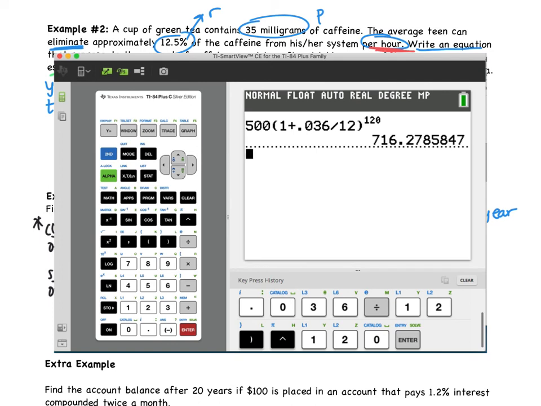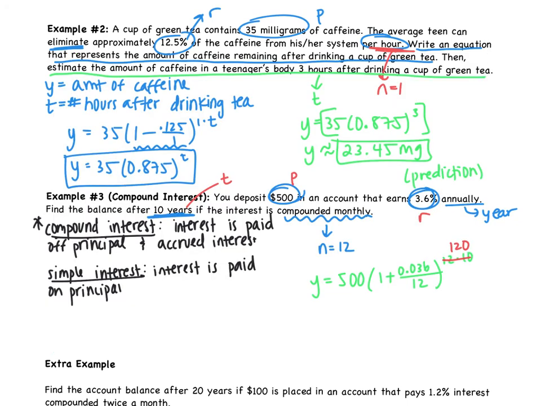There we go, there's our answer. So like I said, it can be typed in exactly how it appears. You just have to remember that 120 only applies to the parentheses, does not apply to the 500. So our answer is $716 and about 28 cents. If we're talking about money, let's round appropriately. So it makes sense to round to dollars and then cents.